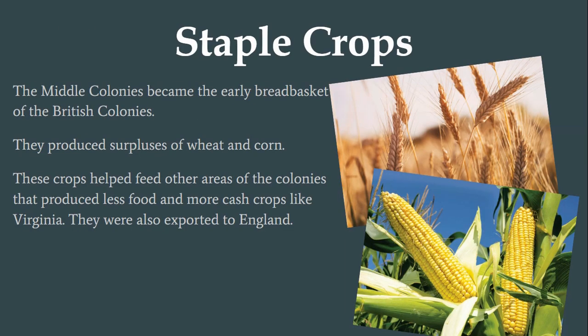The Middle Colonies became the early breadbasket of the British colonies. They produced surpluses of wheat and corn, which are referred to as staple crops. These crops help feed other areas of the colonies that produce less food and more cash crops like Virginia. They were also exported to England.